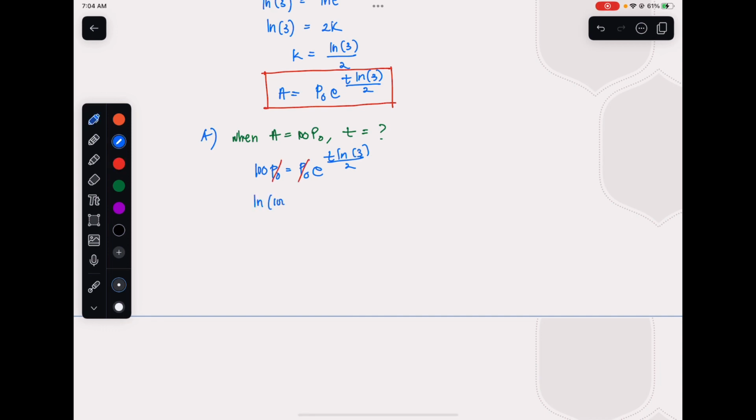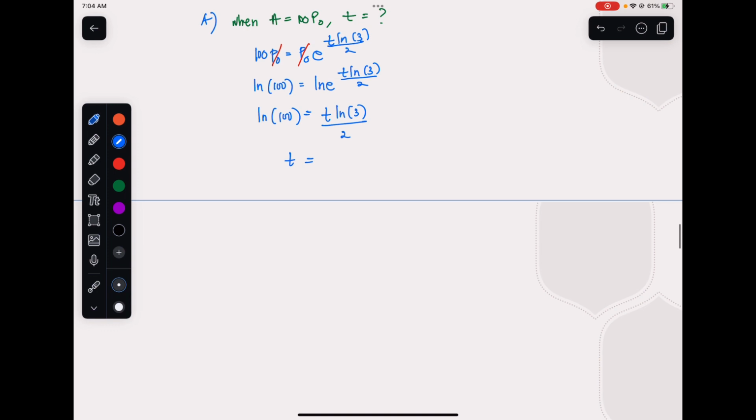So we take ln of both sides. So ln of 100 is equal to ln of e, t ln of 3 all over 2. So this is the same as ln of 100, ln e, so we'll move out, which is equivalent to 1. So that would make it t ln of 3 divided by 2. So t then will be, I'll move up 2, so it will become 2 ln of 100 divided by ln of 3.